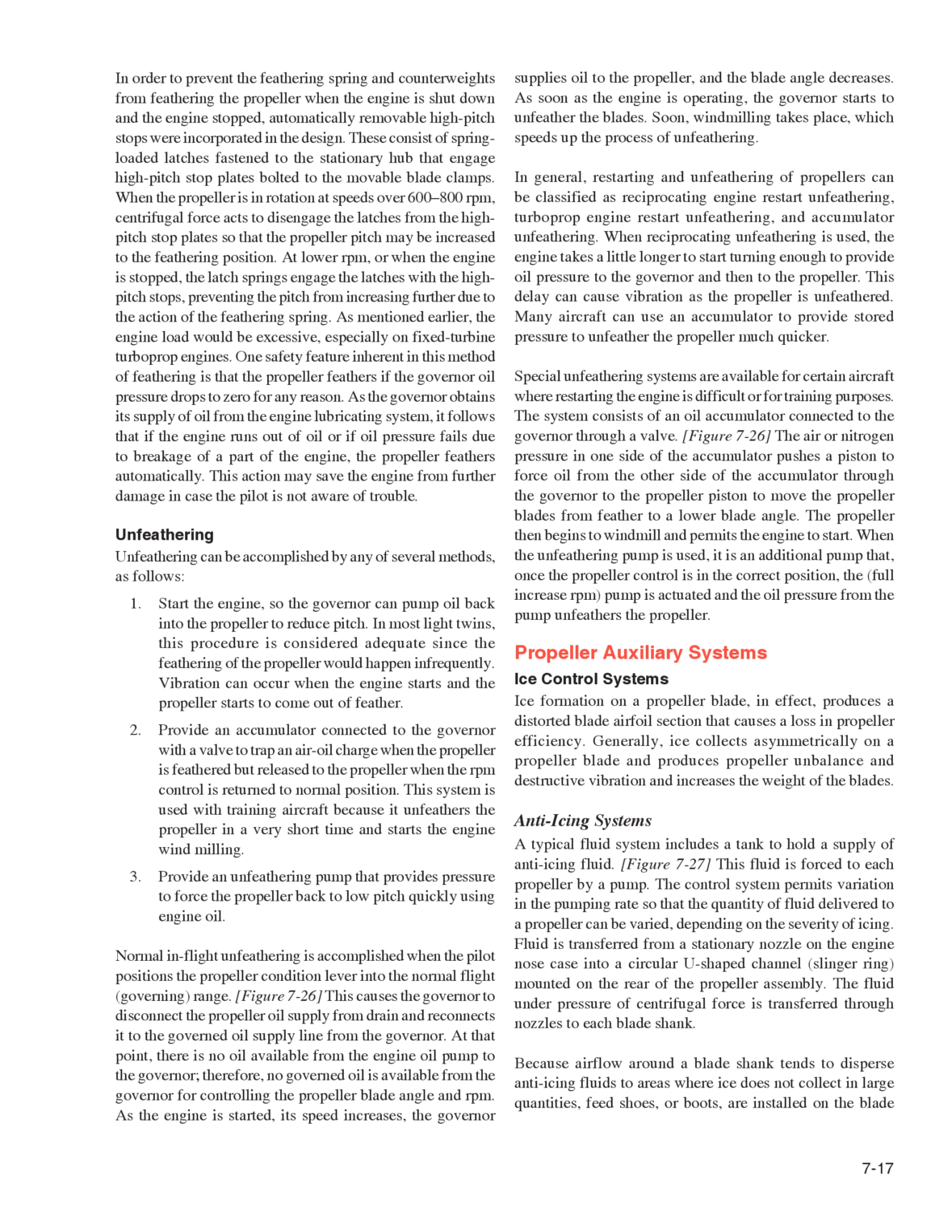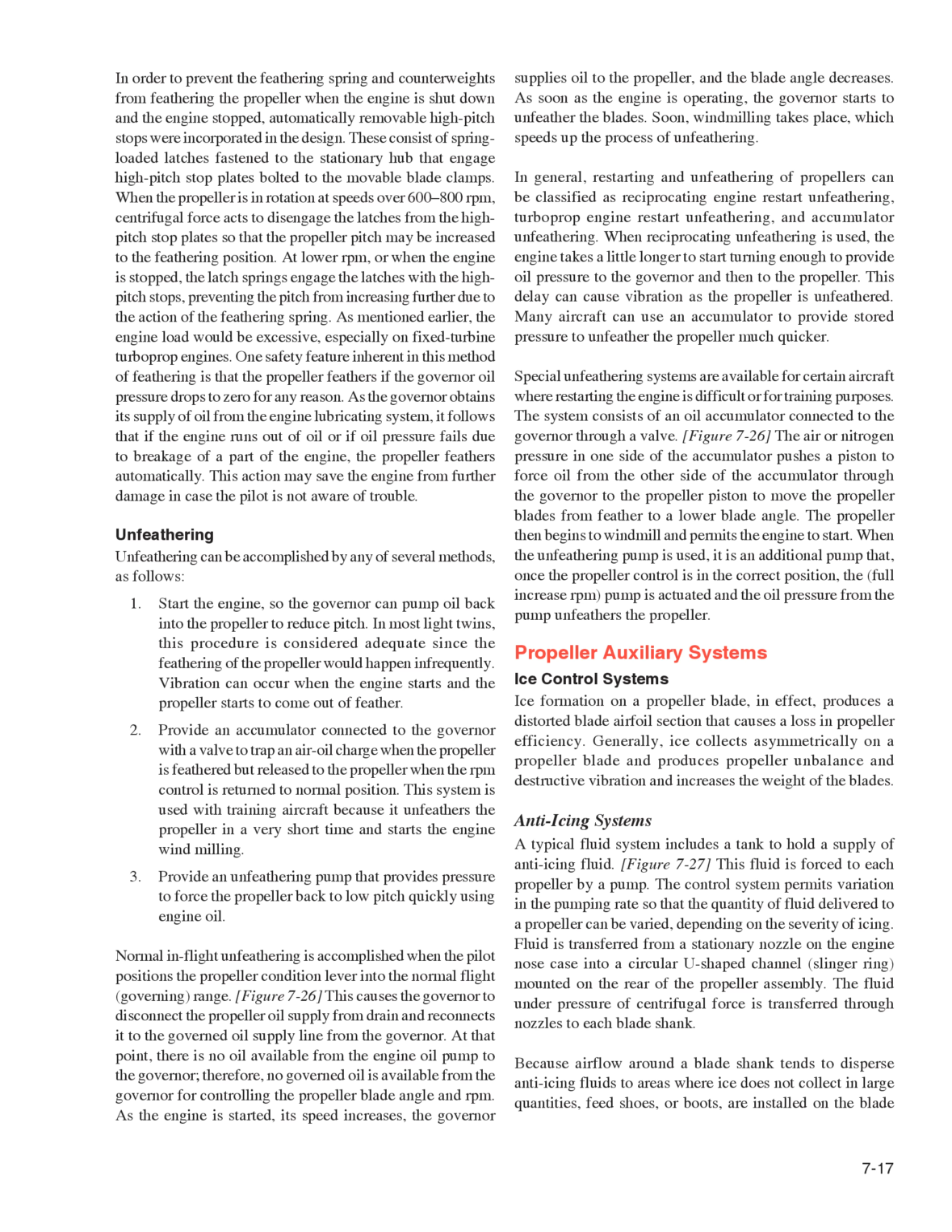Normal in-flight unfeathering is accomplished when the pilot positions the propeller condition lever into the normal flight, governing range. Figure 7.26. This causes the governor to disconnect the propeller oil supply from drain and reconnects it to the governed oil supply line from the governor. At that point, there is no oil available from the engine oil pump to the governor, therefore, no governed oil is available from the governor for controlling the propeller blade angle and RPM.